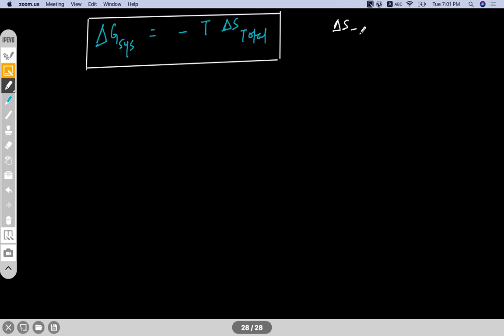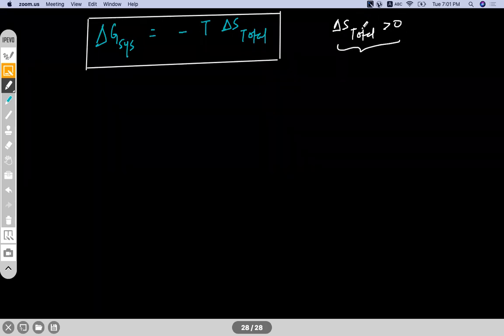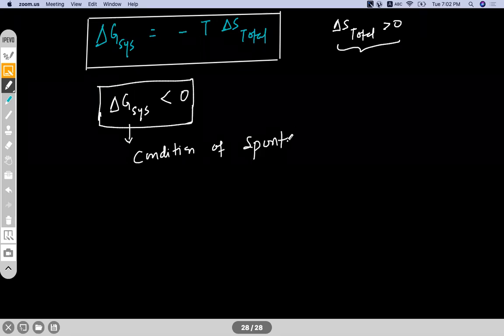We know this delta S total is always positive for a spontaneous process. So for any process to be spontaneous, the delta G of the system should be less than zero. This is the condition of spontaneity we have. So instead of calculating enthalpy and entropy, we'll simply find out the change in Gibbs free energy. If it is coming out to be negative, that is less than zero, the process is said to be a spontaneous process.